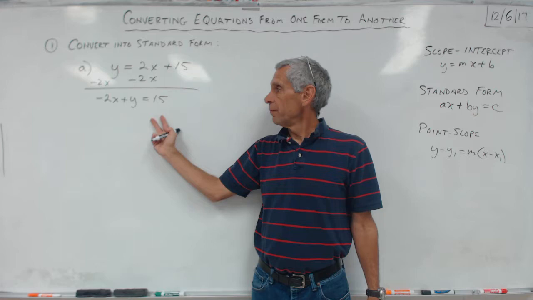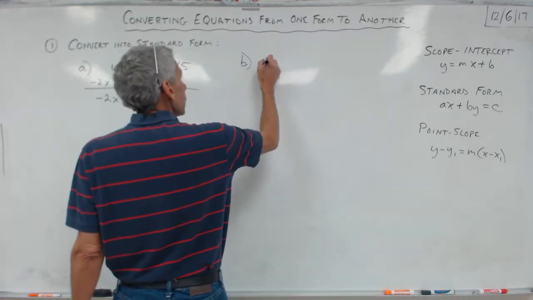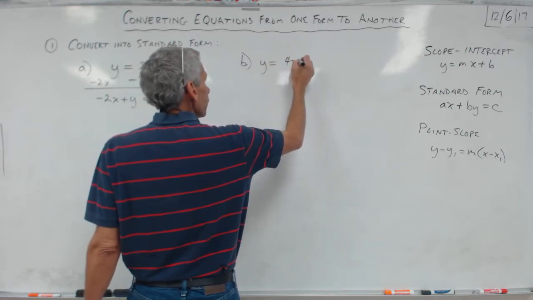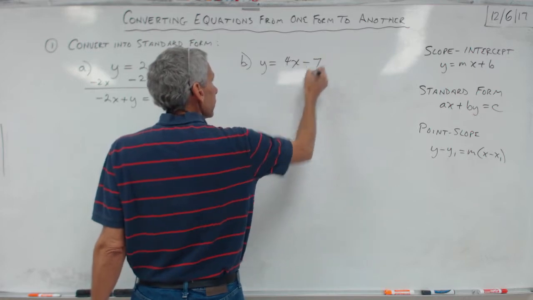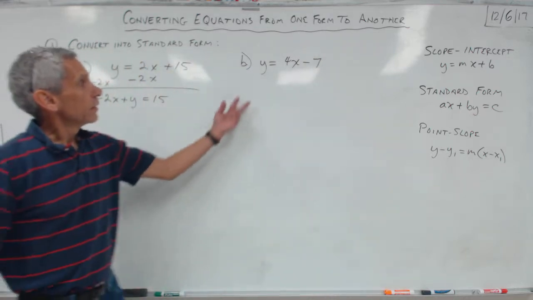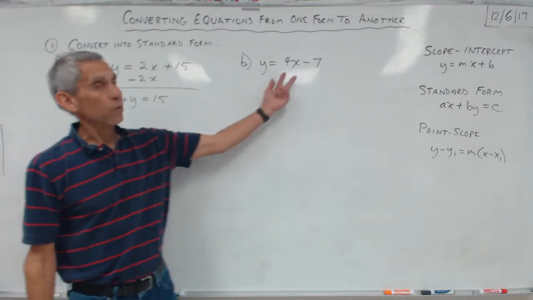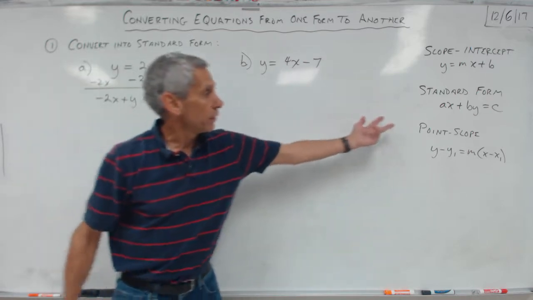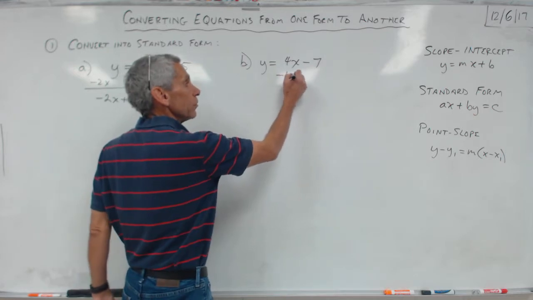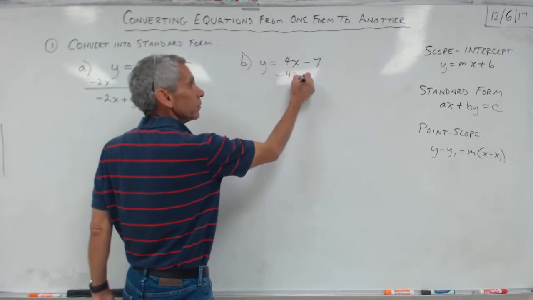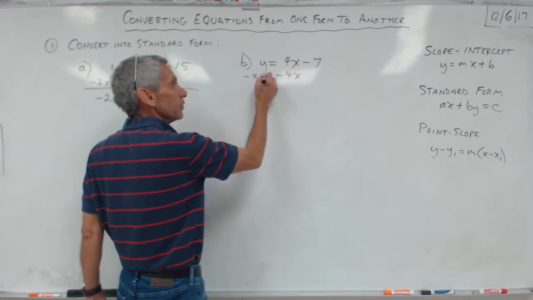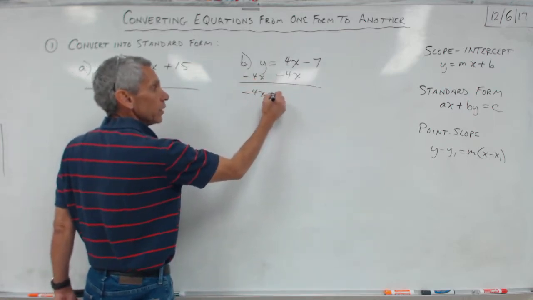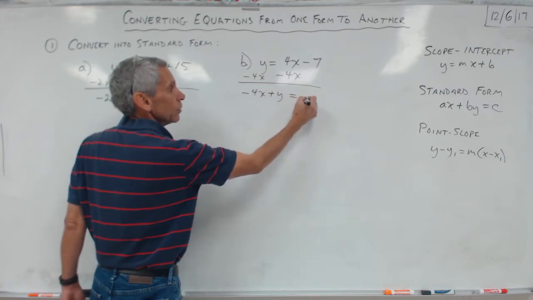Let's try another one. How about y is equal to 4x minus 7. All right, and I'm asked to convert it to standard form. So I want the x's standing on the same side as the y, right? So I've got to move that 4x over. It's a positive 4x, so I'm going to subtract 4x, and that gives me negative 4x plus y is equal to negative 7.